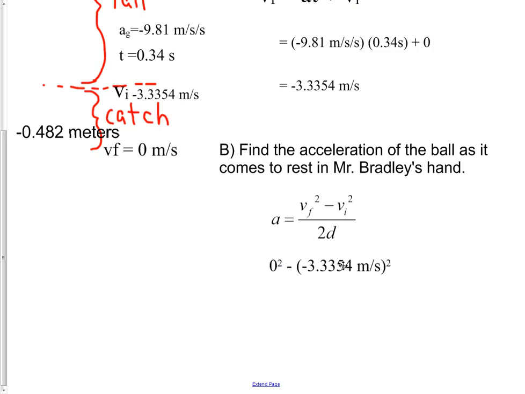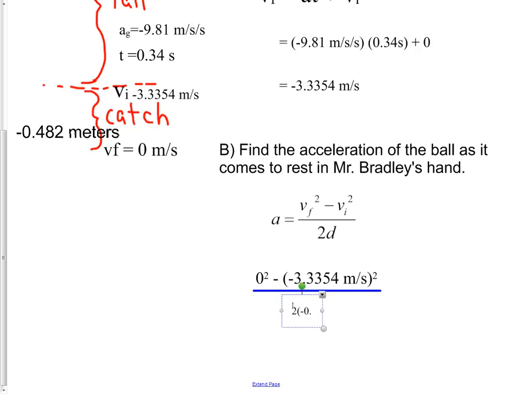Now be careful here when you do calculate it. That negative here gets canceled by the square because negative times a negative is a positive. But this negative does not. So the top of our fraction is going to be negative. Now the bottom of our fraction would be 2 times the distance. And when we put 2 times the distance underneath there, what we'd be putting is 2 times that negative 0.482 meters.